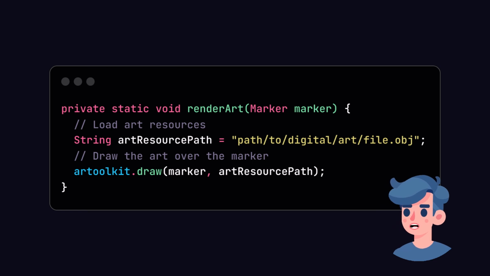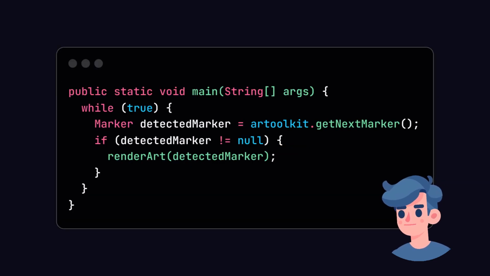Now, let's implement the rendering method to visualize our artwork. We will need a method named renderArt where we will define how the digital art will be displayed once the marker is detected. Now we'll implement the main loop where we'll continuously check for the presence of markers via the camera feed. This loop will allow us to update the display in real time.